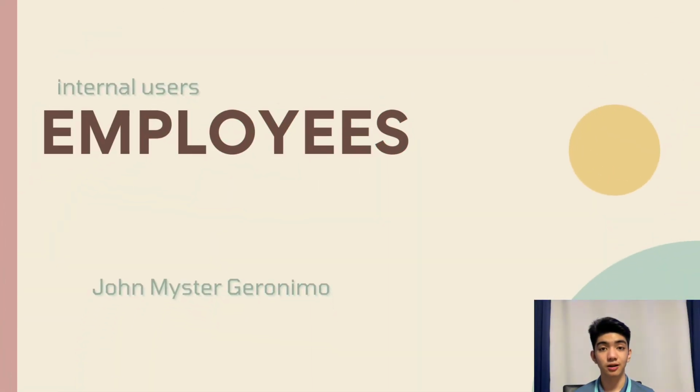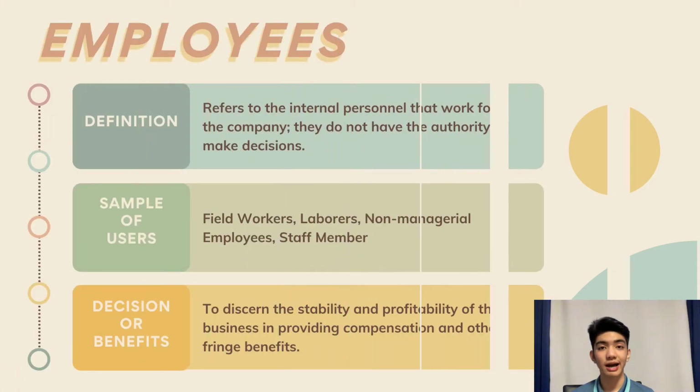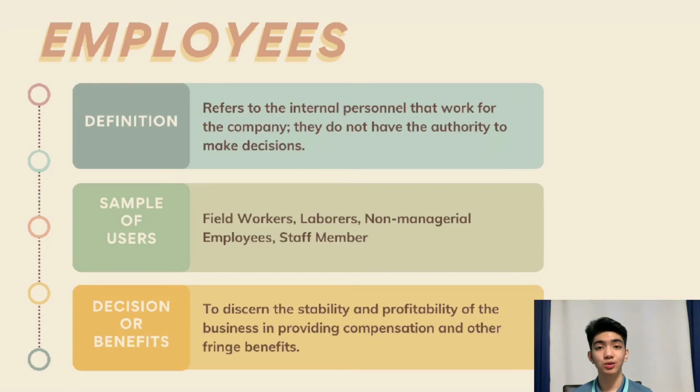And last but not the least, for the last internal user of accounting information, we have the employees. Employees refer to the internal personnel that work for the company or business organization. However, they do not have the authority to make decisions for the company, unlike the management. Employees include field workers, laborers, non-managerial employees, and staff members that are employed to perform a specific job. But why do they need to know about the financial information or data of the company?